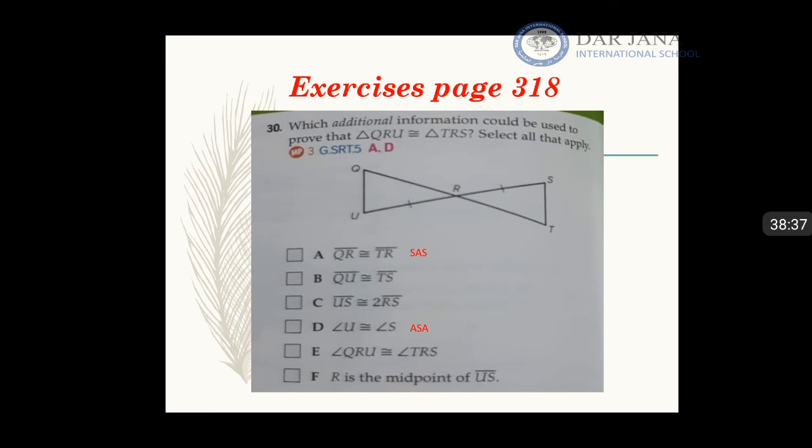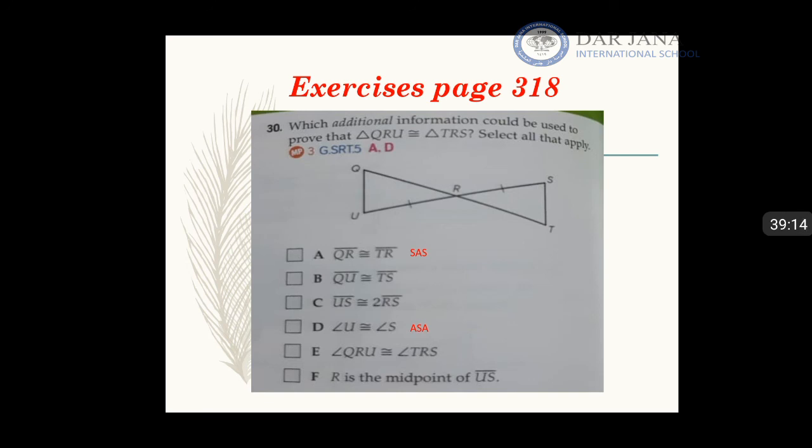If they told us QU and TS are congruent, so we have two sides in this triangle that are congruent to two sides in the second triangle, and we have an angle here and an angle over here, so we have the angles QRU and SRT. So we don't have a postulate that tells us that if we have two sides and any angle in the first triangle that are congruent to two sides and any angle in the other triangle, we can use it to prove two triangles are congruent. So B cannot be used as additional information. If they told us US equals double RS, also it cannot be used.